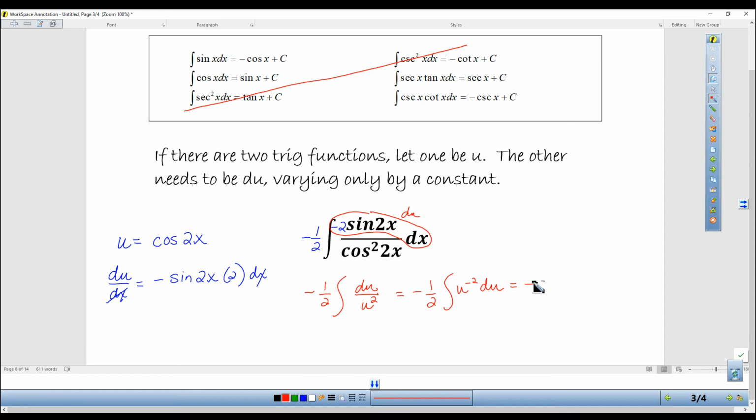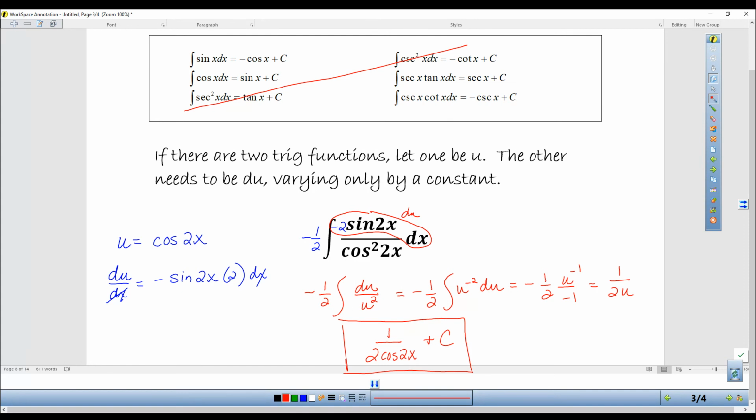And now I do my normal operation of adding 1 to my exponent and then dividing by that same number, which gives me 1 over, the two negatives make a positive, and I'm going to move the u to the negative 1 back down to the bottom. And just like last time, as a final step, you do have to plug the u back in, which is cosine of 2x, and you have to add c.